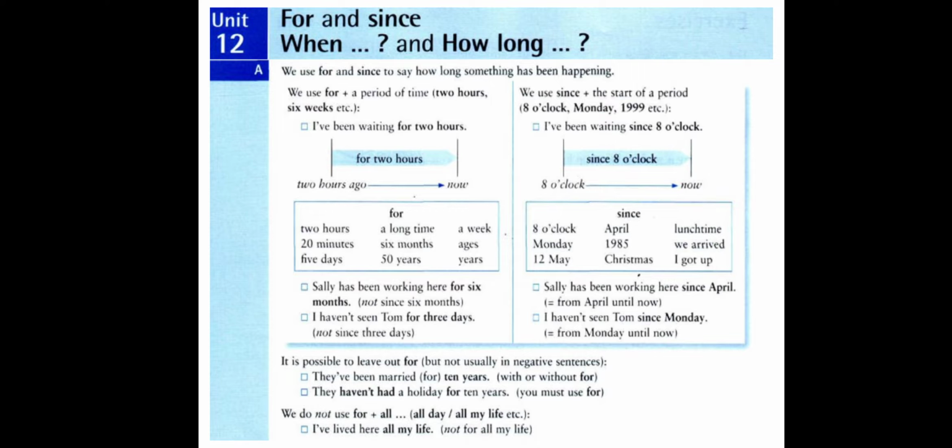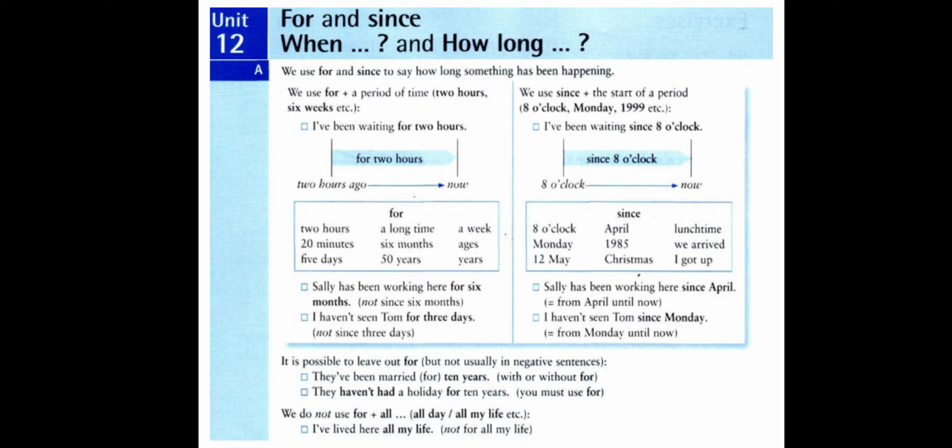And the period here covered by the action continues from past until now. We measure it until now, until this moment. We don't think of time after now. We don't think of the action after now. We use for and since to say how long something has been happening. Means the period covered by the action.